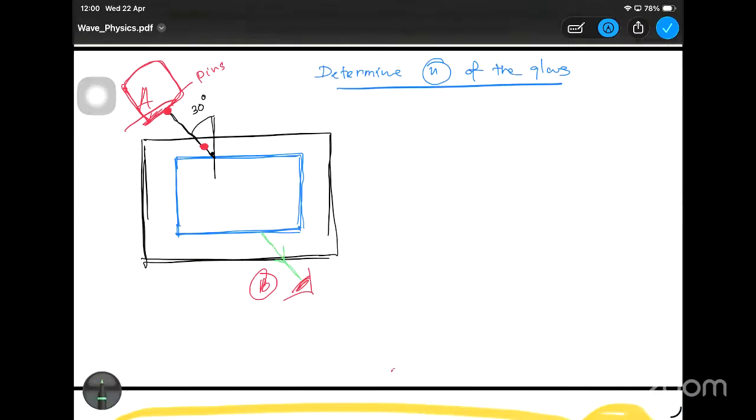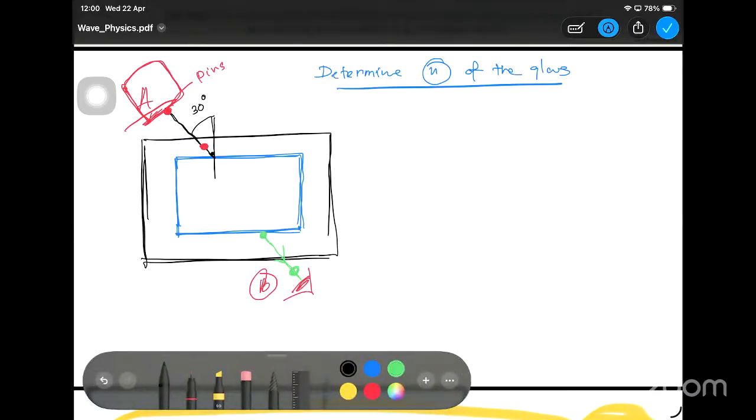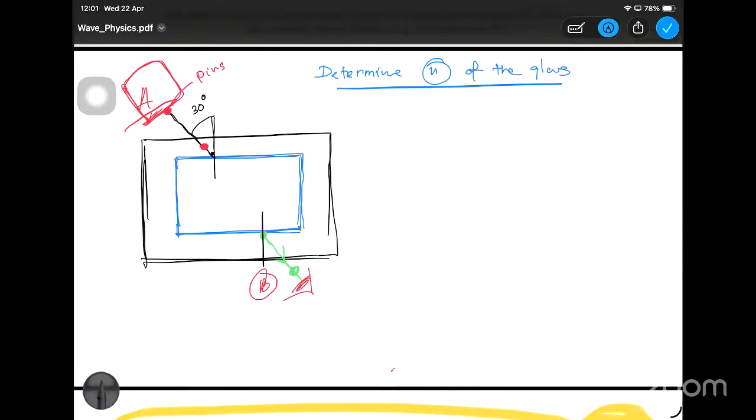Then here you are going to place another pin and another pin. Then you are going to remove the glass block. So you have the path of this light. Then you can connect those two paths. So this is our I value, and you can measure this value. This is going to be the R value.